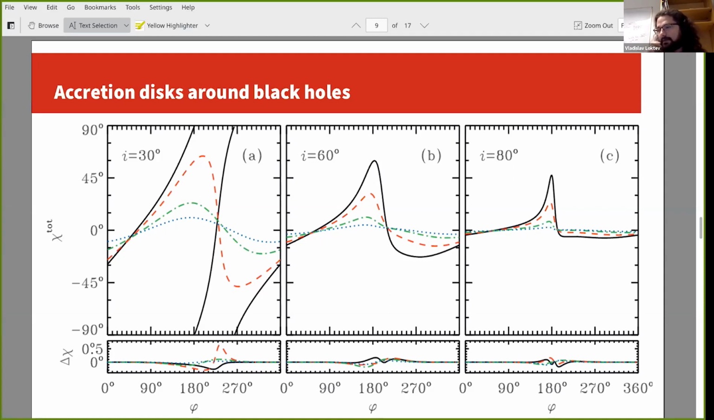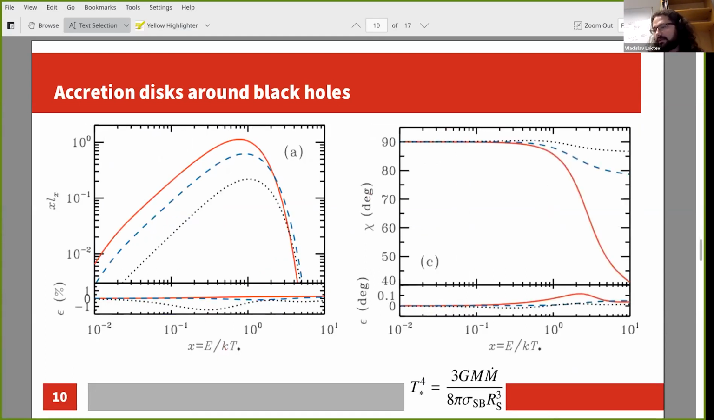But this is again the example for polarization angle, but it is basically the same for the polarization degree and the flux. And this is the result, the overall spectrum of the accretion disk. And for the use of the approximate formula, as you can see also on the bottom panels, it's also justified because the errors are nearly non-existent. So, and for polarization degree, such spectra also give very small errors.